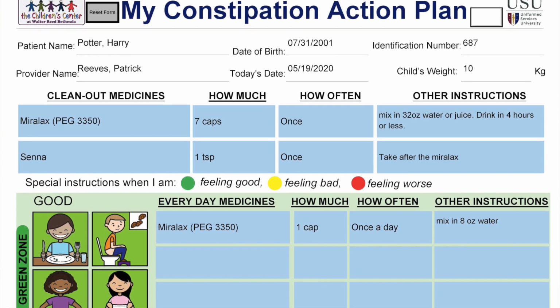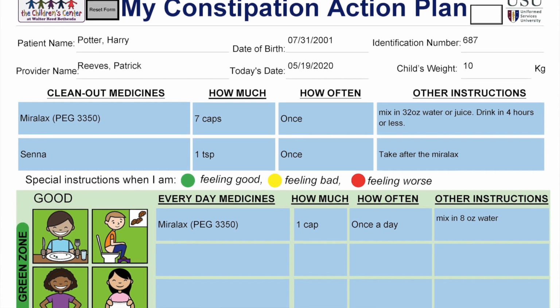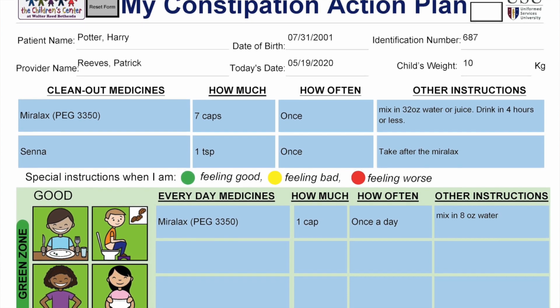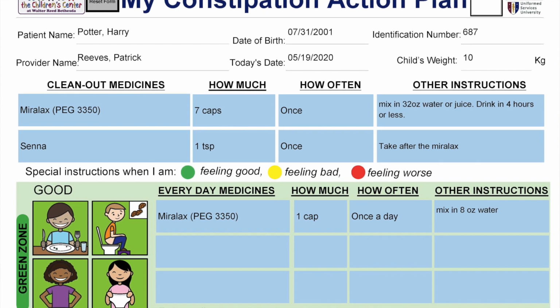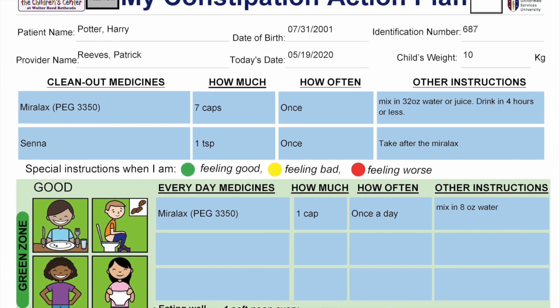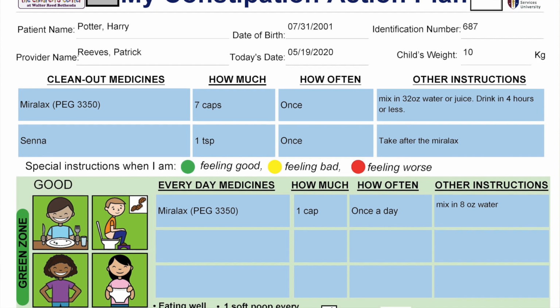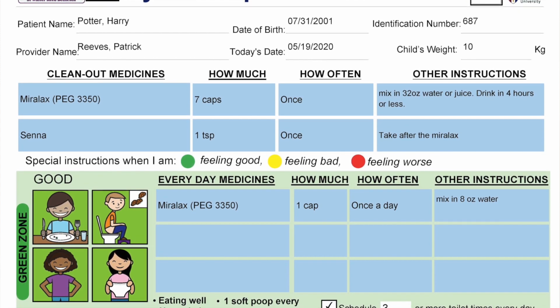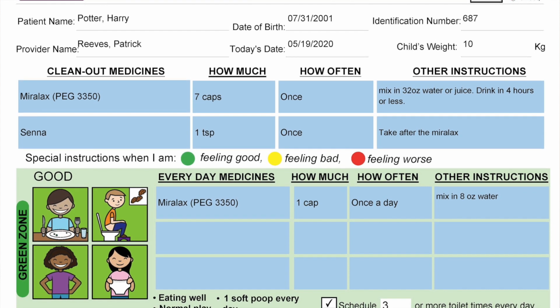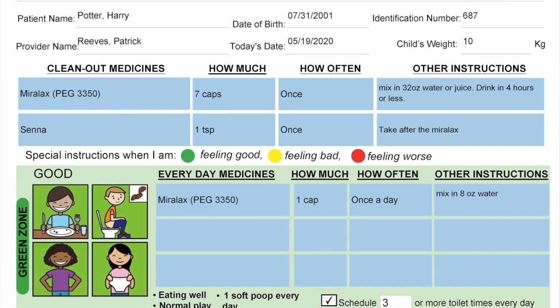The next preceding sections are used to help you determine how bad or how good your child's constipation is being managed at home. The green zone is the good phase. This is what we want children to be every single day. As you can see, the pictures and words that describe the pictures are all supposed to help guide you in the management of your child.